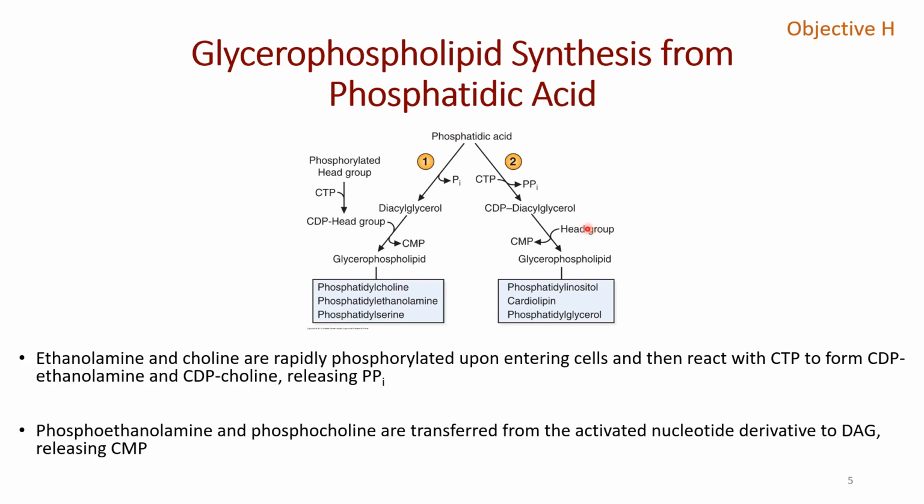And then the head group comes in, it reacts with the activated diacylglycerol, and the head group gets transferred onto the glycerophospholipid. And so there are certain head groups that will operate through the phosphorylated head group, and there are others that will work through an activated phosphatidic acid. And I'm not interested in you memorizing that, but just understanding that there are two pathways here.